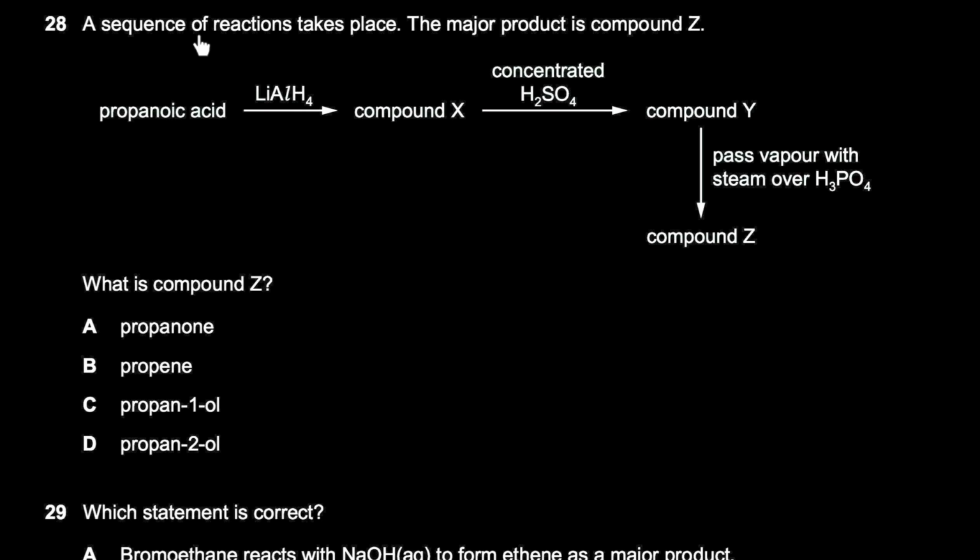A sequence of reactions takes place. The major product is compound Z. What is compound Z? So we're starting with propanoic acid, that's CH3CH2COOH. We react it with lithium aluminum hydride. That will reduce the carboxylic acid to a primary alcohol. So we end up with CH3CH2CH2OH, right? That is propan-1-ol.